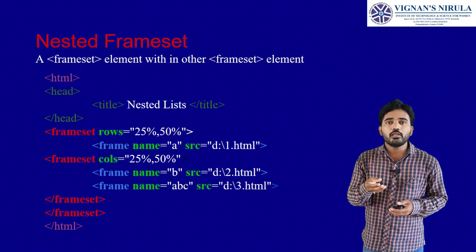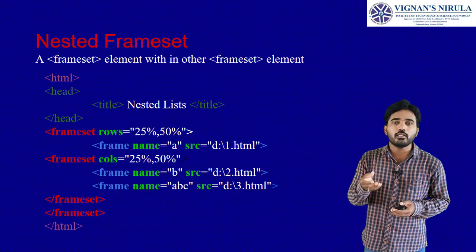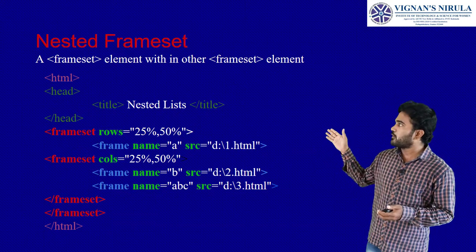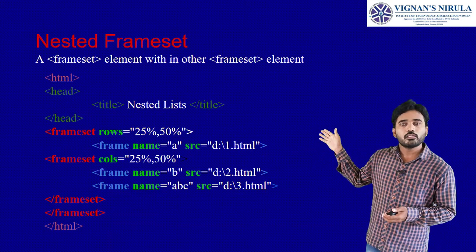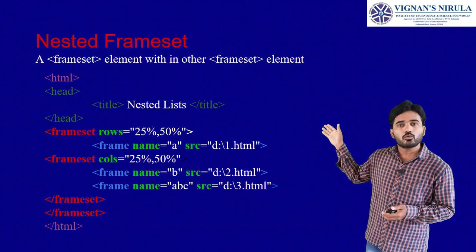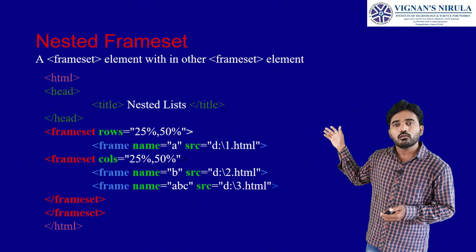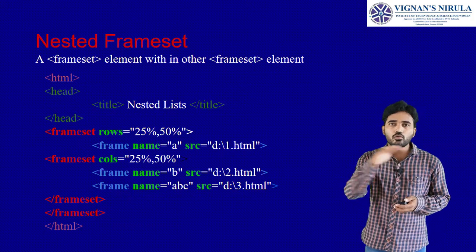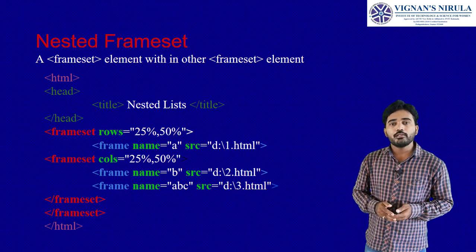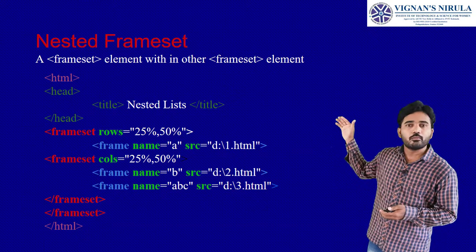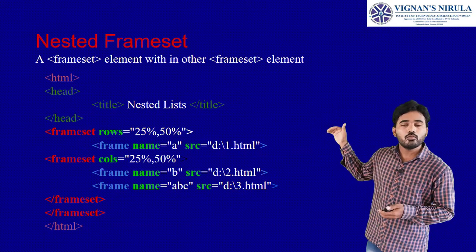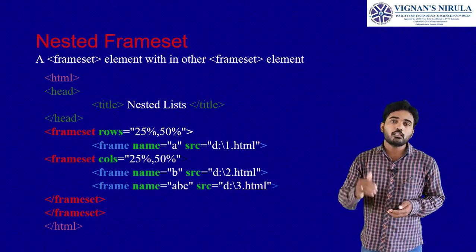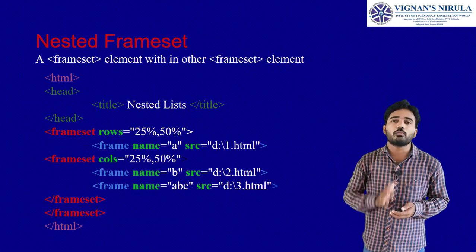A frameset element which is used inside another frameset element is nothing but a nested frameset. So if you observe this example, inside the body, first we have created a frameset with rows, that is 25%, 50%. That means initially you are dividing your web document into two rows along the horizontal direction, and in the first frame, we use frame name equals a, src equals 1.html. That means the top frame consists of 1.html.